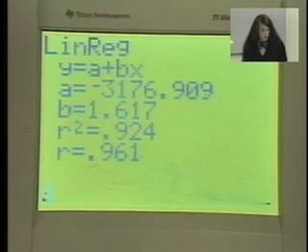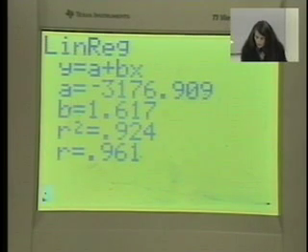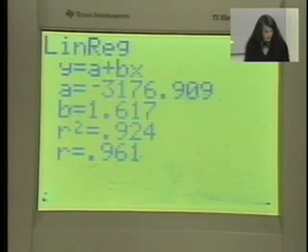Okay, so we have the linear regression equation, a plus bx. A is the y-intercept, b is the slope, and we see r squared, and r, the correlation coefficient, 0.961, displayed. And it says here, this means the line of best fit, the least squares line, is y hat equals negative 3176.909 plus 1.617x, and the correlation coefficient R is 0.961. I'm reading the bottom of page 570.